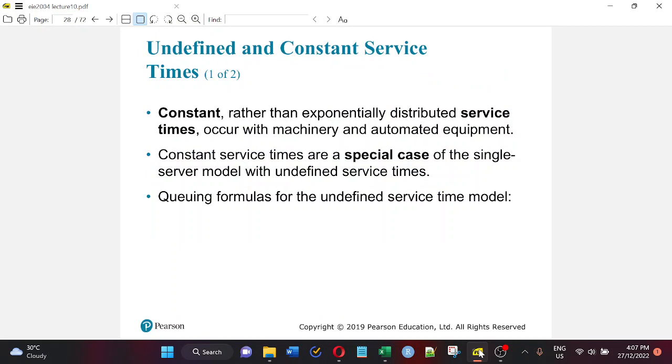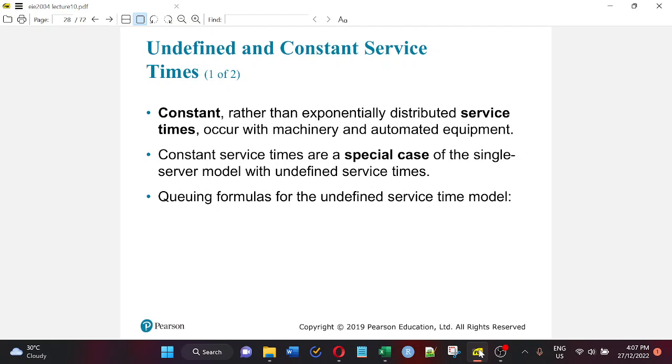All right, now let's talk about these two. The first one is the constant service time, and the second one is the undefined service time. So we talk about the undefined first. Let me see. Are we going to talk about the constant first or the undefined first? I think we're going to talk about the constant first.